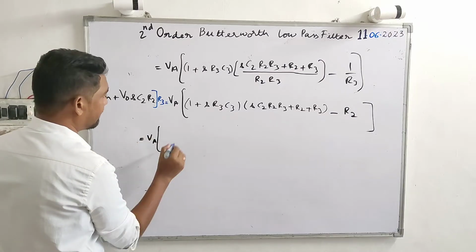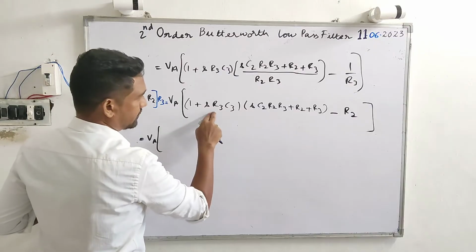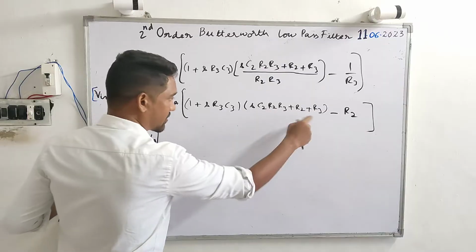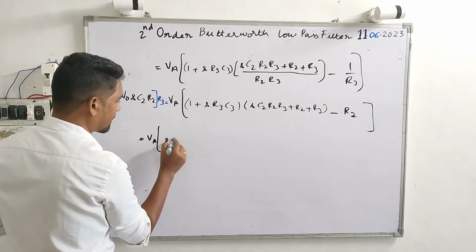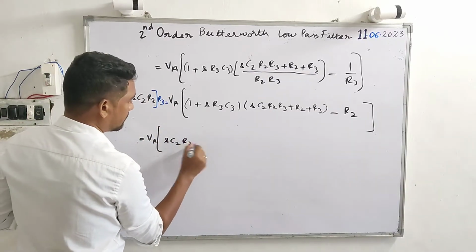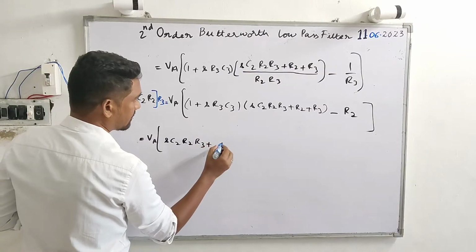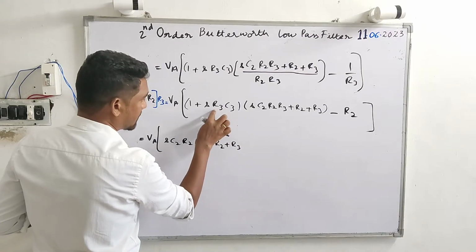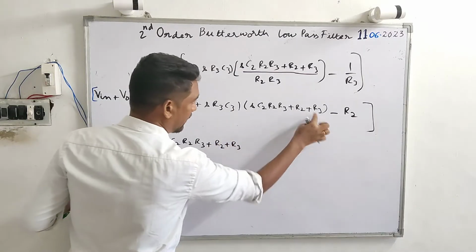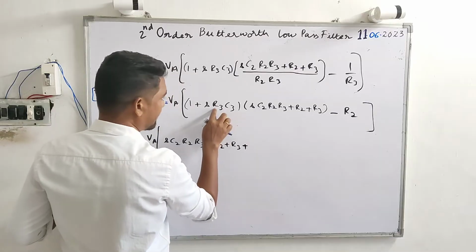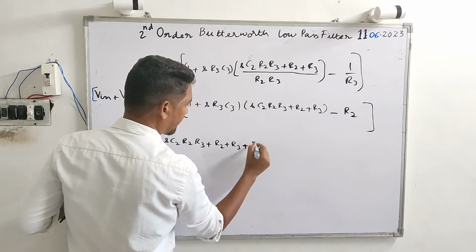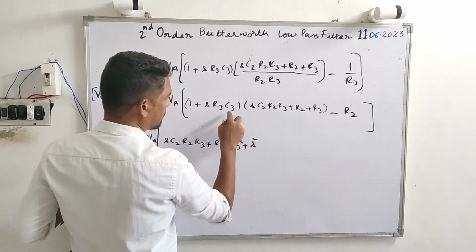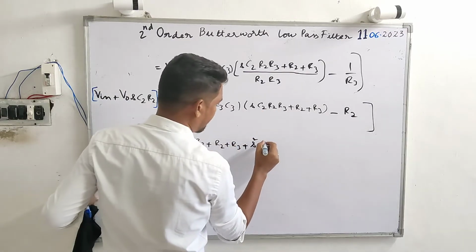VA is still existing in the same way, guys. Multiplying this term and this term, 1 multiplied with this term, so this entire expression repeats, in the sense S C2 R2 R3 plus R2 plus R3, and this term gets multiplied with 1, 2 and 3. So plus this into this, we have S square R2 R3 C2 C3 and another R3, isn't it?